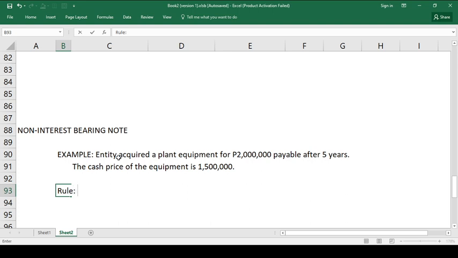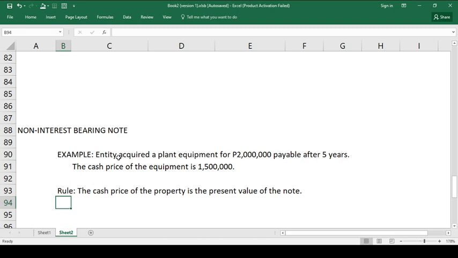Okay, the rule will be like this. The cash price of the property is the present value of the note. Okay, that is the rule. The cash price of the property is reasonably assumed as the present value of the note. So how are we going to prepare the entry in this scenario?